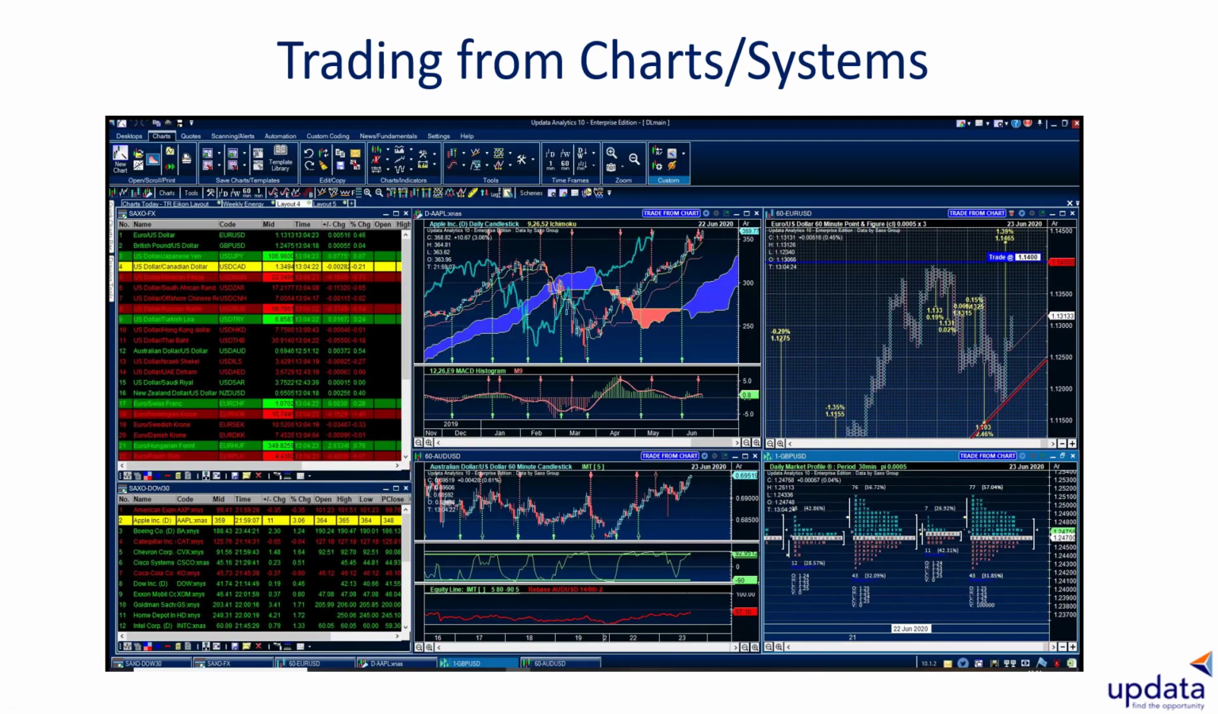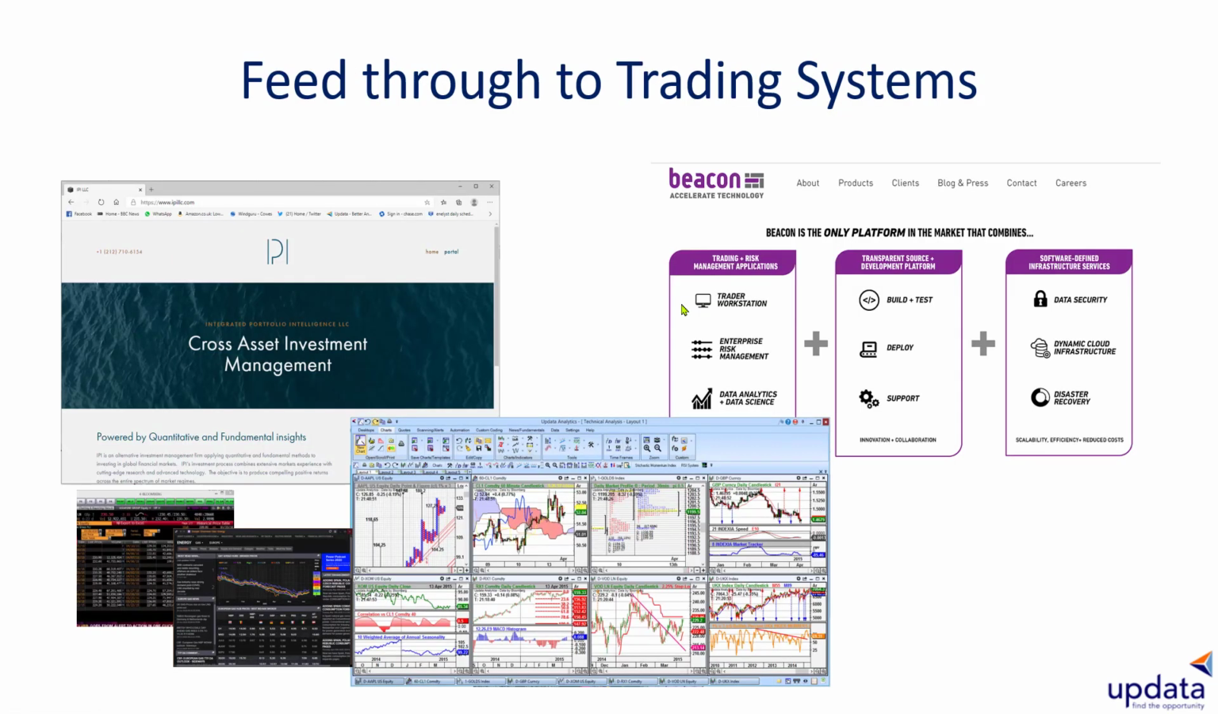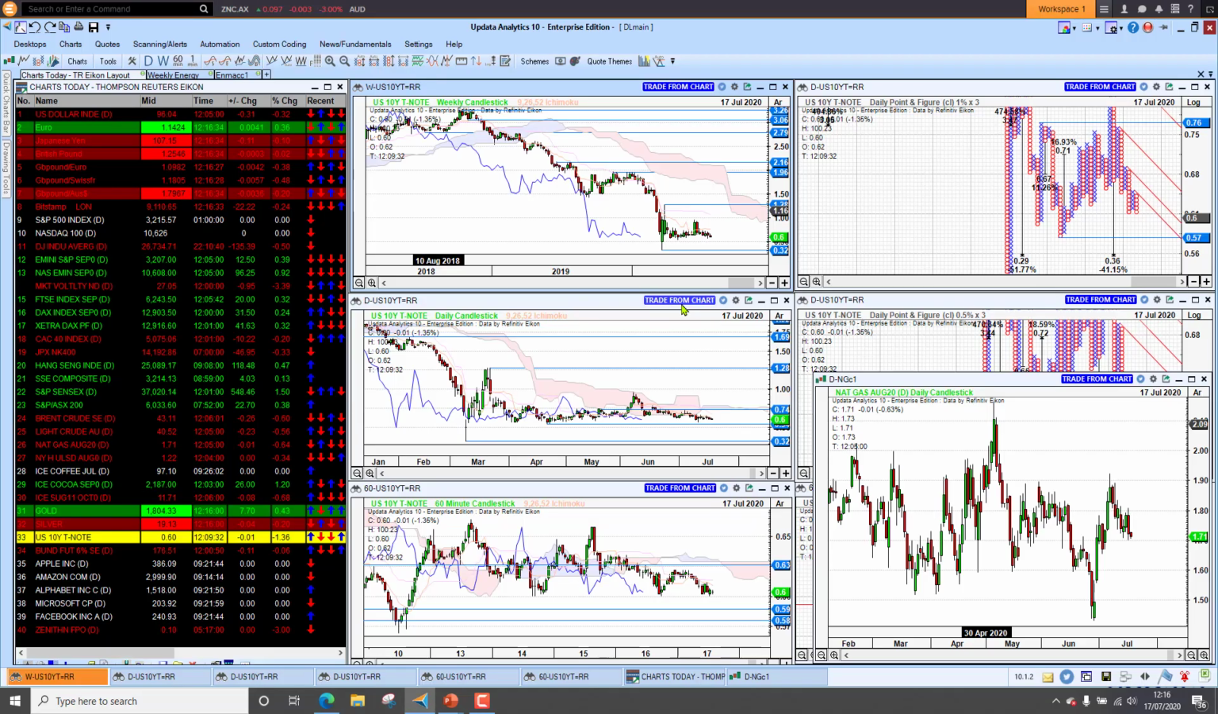You can also trade from charts, so any of these charts you can just trade directly. You can set up alerts as well. So really, more and more we're seeing people trading from the chart, trading visually, setting levels. You just click this button, pull the level down, and you can select a trade from that chart. And you can also feed through to different trading systems. So this is one of the key things in Updata.